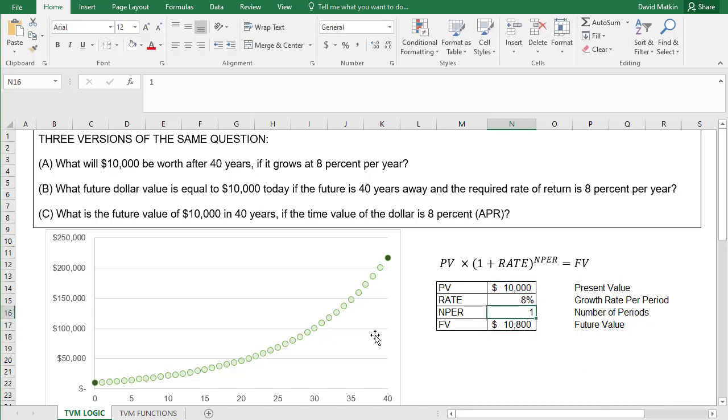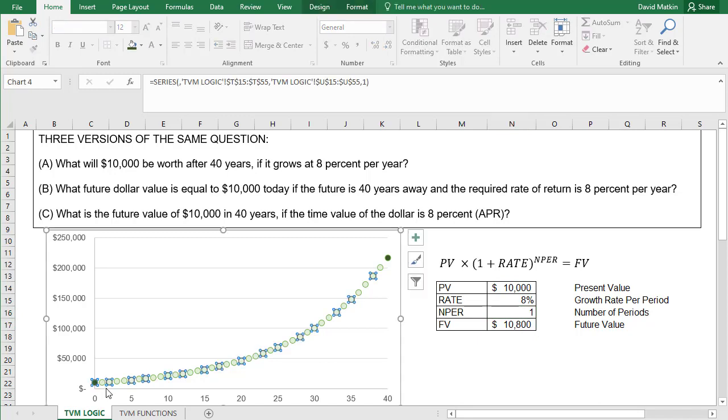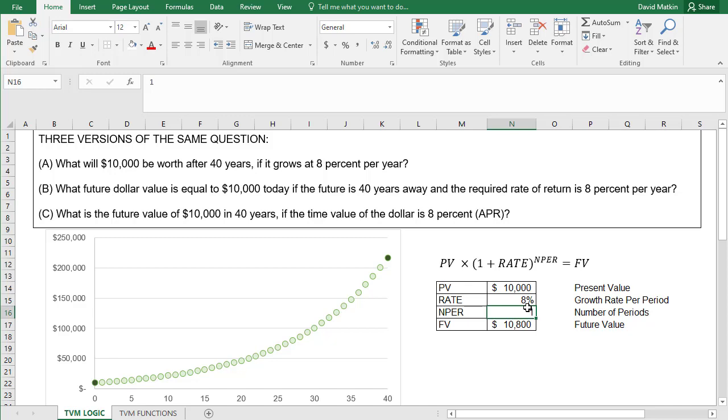And I've got 1 in here, so that's what the future value was 1 period into the future. And here we can just go in, and I'll just change this to 40. You can see this is what the future value of $10,000 is. So what is the future value of the $10,000? It's $217,245.